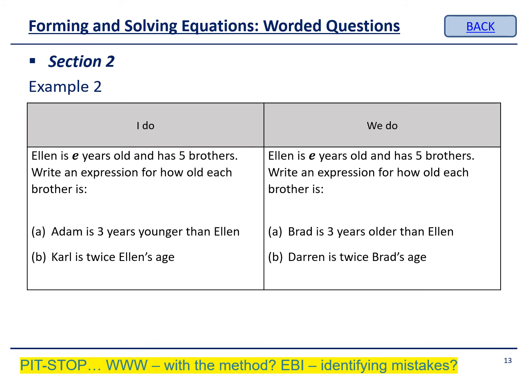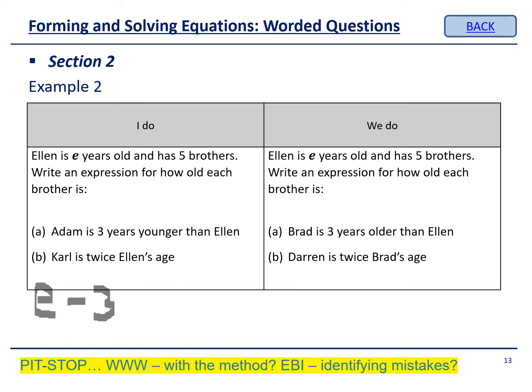Alright, here's 2 more to have a go at. So Ellen is 8 years old and has 5 brothers. Okay, write an expression for how old each brother is. So A, Adam is 3 years younger than Ellen. So that's just going to be E for Ellen, and one of her brothers, Adam, is 3 years younger. So we need to subtract. So it's just going to be E subtract 3 for that expression.